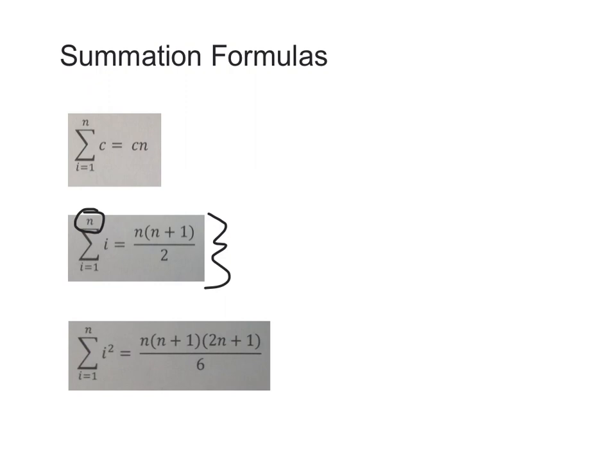And sometimes we need to have the formula for i squared. Now this one is quite a bit more involved. n times n plus 1, but then times a third factor of 2n plus 1, and then all over 6 instead of all over 2. So write these down.